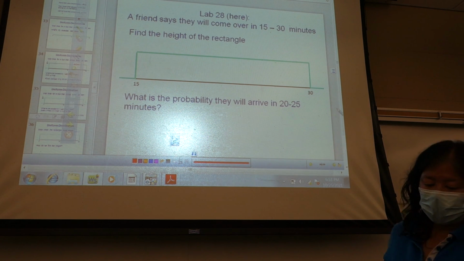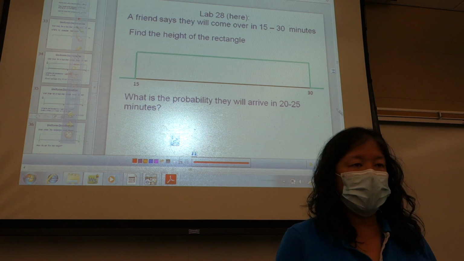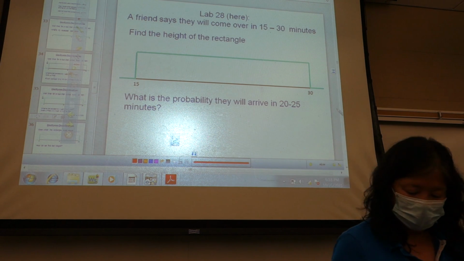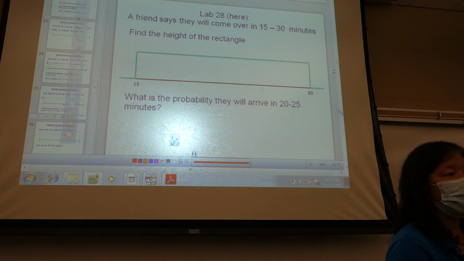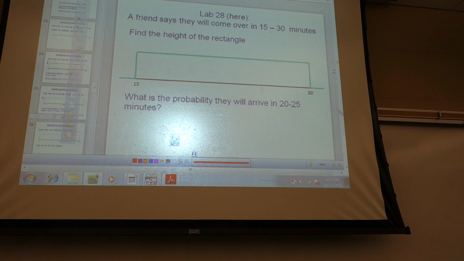So let's figure out the height of the rectangle. Everybody take 15 seconds with your neighbors, find the height of the rectangle. What's the height of this rectangle? We have 1, 2, 3 problems left, so.